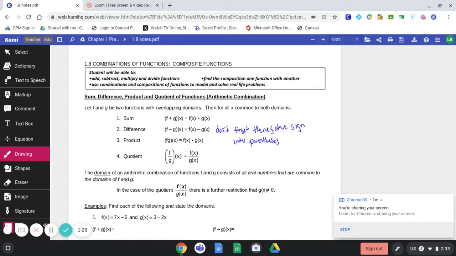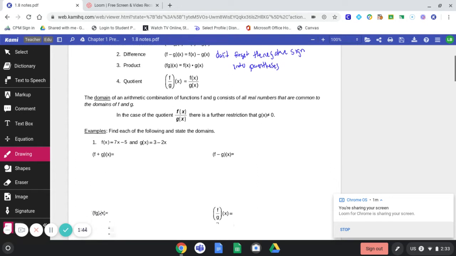And we're going to see that a little bit in example 2, and I will go over that tomorrow as well. So if f of x has a domain of all real numbers and g of x has a domain of all real numbers, then when you combine them, that's also going to have a domain of all real numbers. The only difference is if you're dividing. So in the case of the quotient, if you're doing f of x divided by g of x, remember here, whatever you're dividing by cannot equal 0.